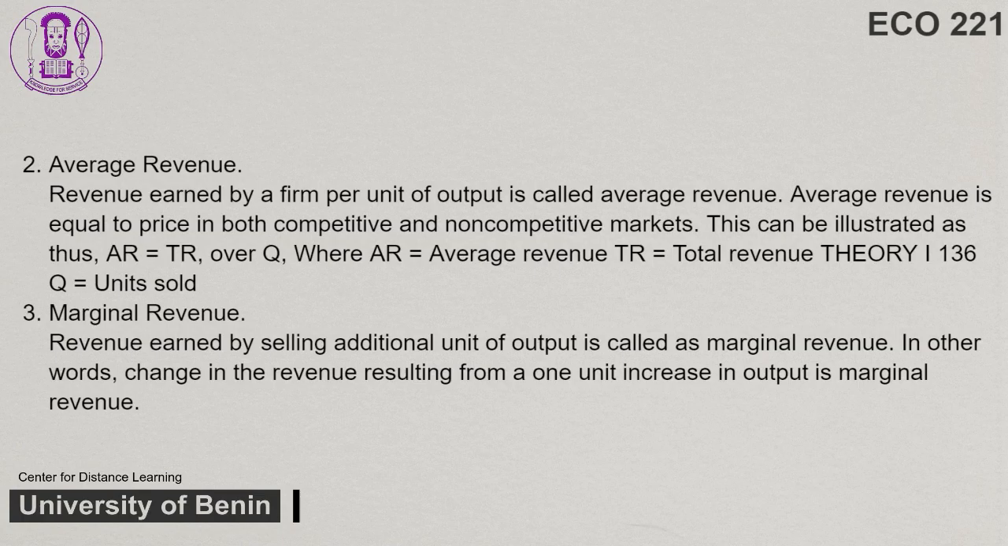Theory A 136, Q equals units sold. 3. Marginal revenue. Revenue earned by selling an additional unit of output is called marginal revenue. In other words, a change in the revenue resulting from a 1-unit increase in output is marginal revenue.